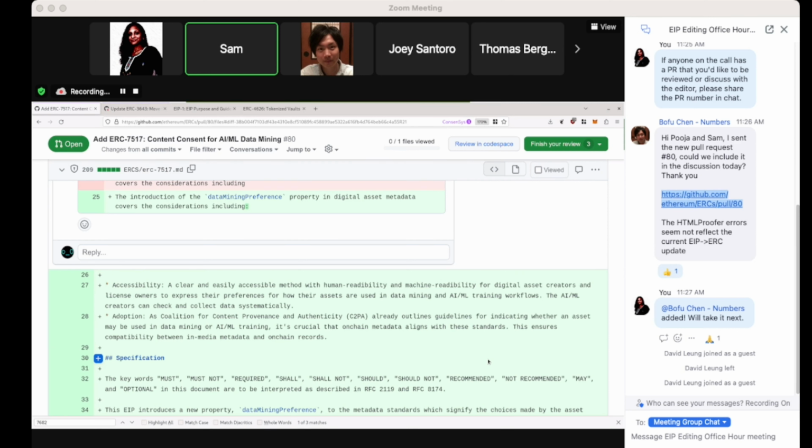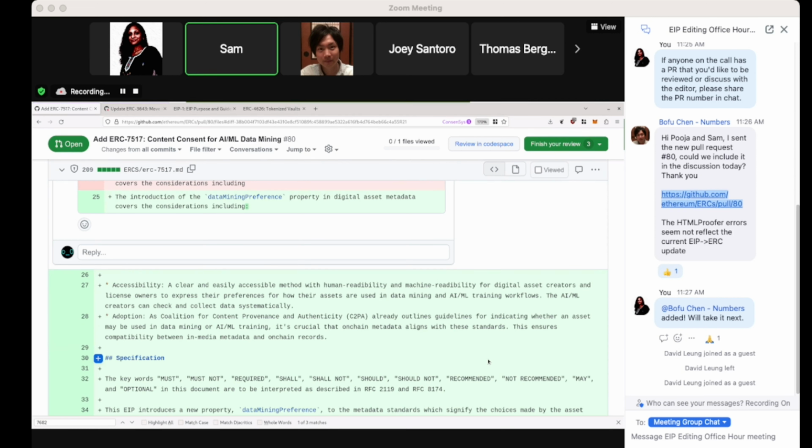Adoption. As the Coalition for Content Provenance and Authenticity, C2PA, already outlines guidelines for indicating whether an asset may be used in data mining or AI/ML training, it's crucial that on-chain metadata aligns with these standards. This ensures compatibility between in-media metadata and on-chain records. Okay. So I think that's a reasonable call out for another standards body. And it's in the motivation section, so that's fine.